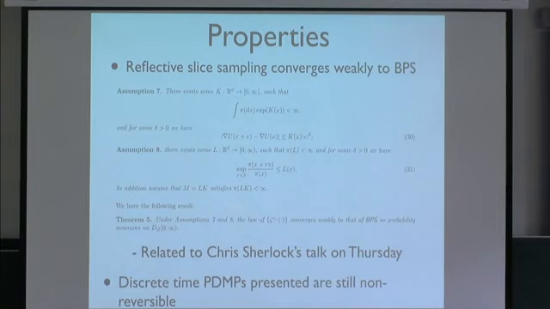I just saw this morning that this seems to be related to Chris Sherlock's talk on Thursday, so I'm excited to see if it's a different collection of algorithms converging to the BPS or if it's the same one. What's also interesting is that these discrete-time PDMPs are still non-reversible. So you get a collection of non-reversible discrete-time black box algorithms that all preserve the right target distribution and converge to these PDMPs. It's some sort of discrete-time PDMPs, if you want.